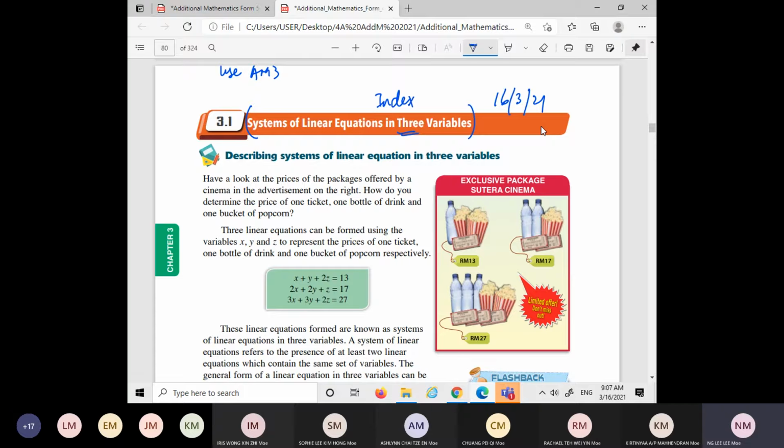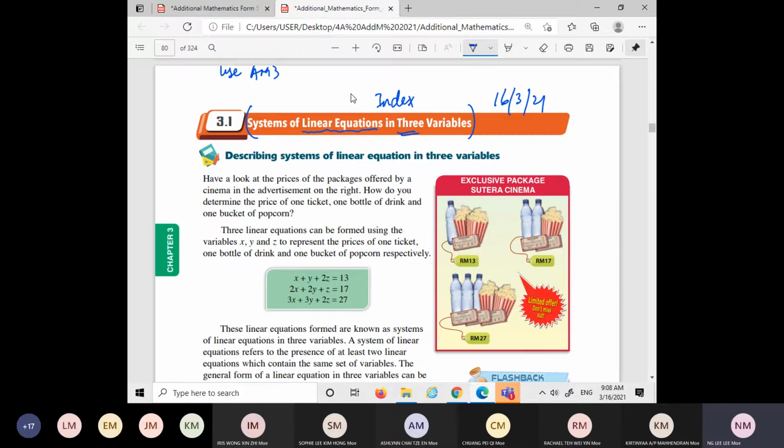One is a system of linear equations in 3 variables. The other one, 3.2, is simultaneous equations involving 1 linear equation and 1 non-linear equation, in 2 variables. So the first subtopic is in 3 variables, but it's linear. There is no non-linear, so all are linear equations.